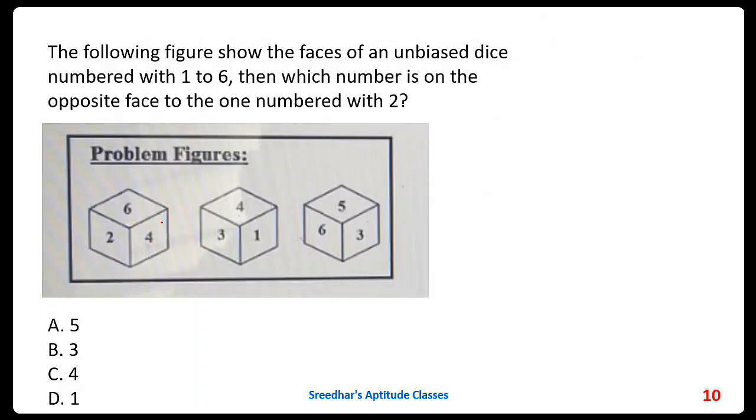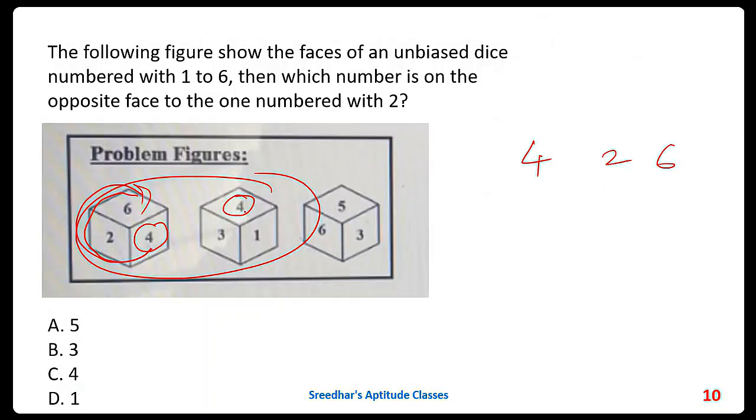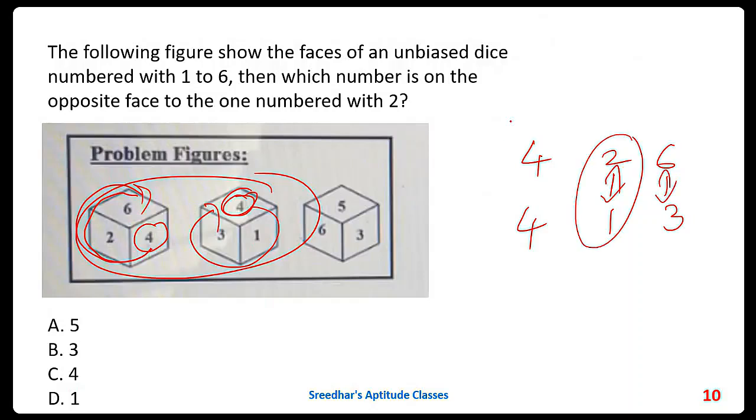So how do we answer these? In the first two views, a digit called 4 is common. So we take that common digit and write the remaining numbers in clockwise direction. If I take the first dice, 4 with the remaining in clockwise direction: 2, 6. Here also we start with the same 4 and remaining in clockwise direction: 1, 3. So now 2 and 1 are opposite, 3 and 6 are opposite. What is missing here? 5, and 5 and 4 are opposite. Here we are asked to find opposite to 2, which is 1. So the answer is option D. Opposite to 2 is 1.